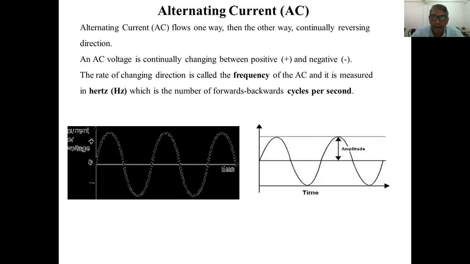The main difference between an AC signal and a DC signal is that an AC signal has a frequency, and the frequency is nothing but the number of cycles per second. It is always measured in hertz. So how many cycles it has in a second, that much is the frequency of the signal.